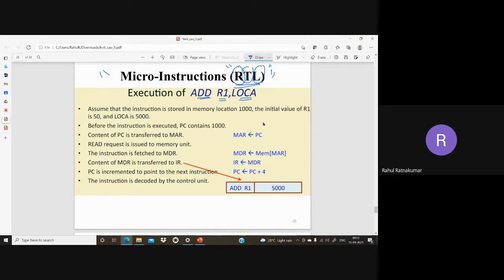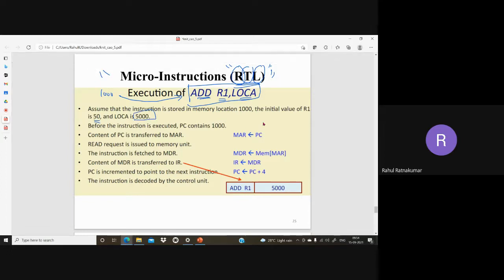Here we assume the instruction is stored in a memory location. For example, the whole instruction is stored in memory location 1000. The initial value of R1 is assumed to be 50, and location A has the value 5000. So what is the meaning of this? The value 50 should be added with the value stored in location A, that is 5000, and the result goes to R1 only, according to our definition.